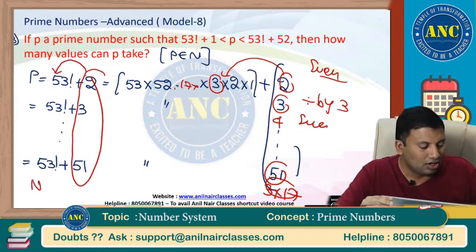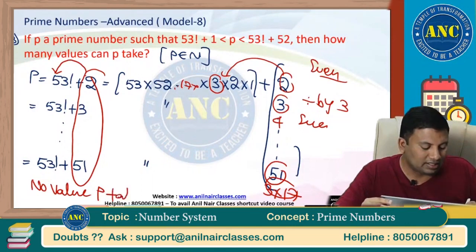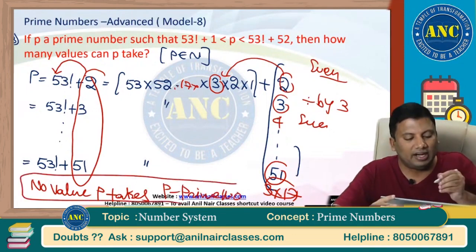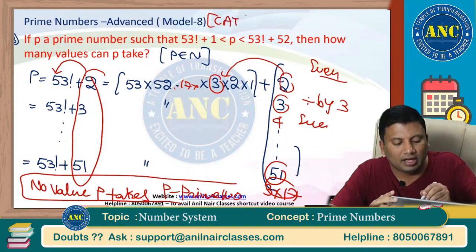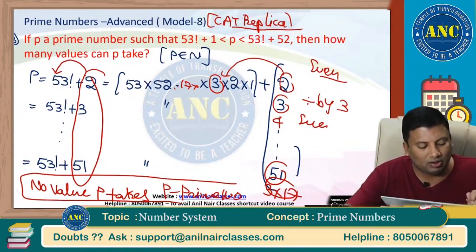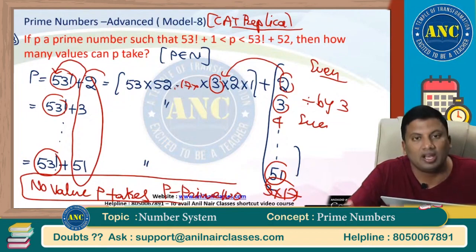So the answer is no value P can take. No value P can make it, right? No value P takes such that P is a prime number. No prime number values P can take. Very, very good. A CAT replica question, sir. This is the beauty of the CAT examination. Most of them are logical questions. 53 factorial plus 2, plus 3, plus 51: divisible by 2, divisible by 3, divisible by 51, because in 53 factorial 3 will come, 17 will come.